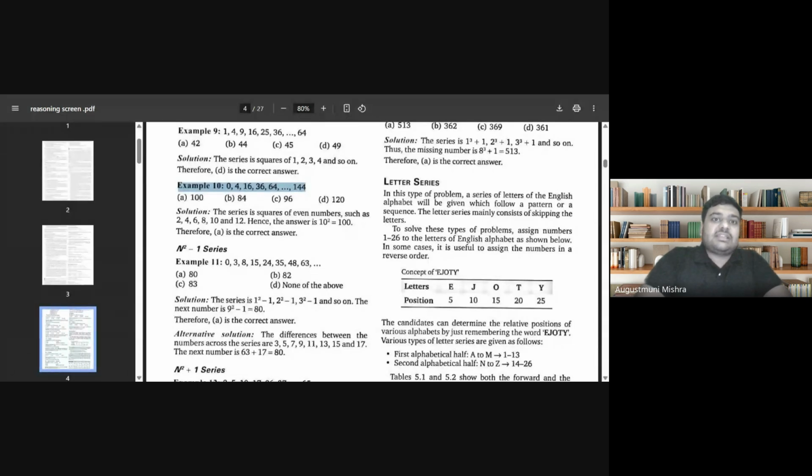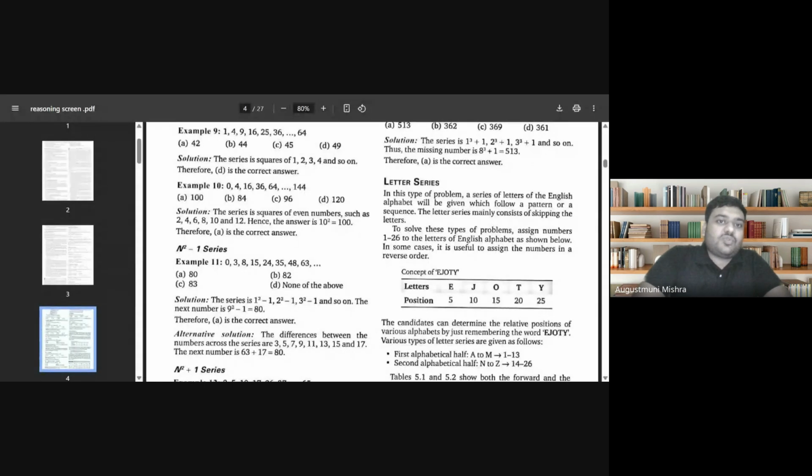Here the number series is 0, 4, 16, 36, 64, and 144. So what does this series show? 0 to the power 2 is 0, 2 to the power 2 is 4. Here it is talking about the squares of even numbers. I had already discussed what an even number is. Even numbers are divisible by 2, meaning whatever comes in the table of 2 comes under the even numbers. So 0, 4, 16, 36, 64.